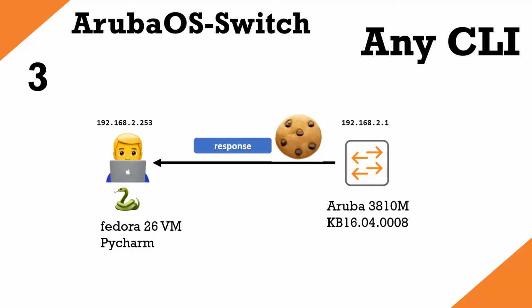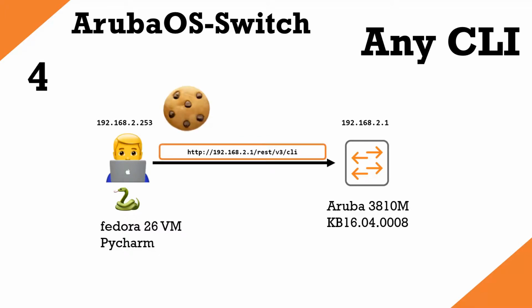If we've logged in successfully, we will get a response which includes a cookie back from the switch. Then we need to take that cookie and include it in our new call to the device, which we're sending to this new URL, v3/CLI, and we include the cookie, but also we include our command. So that's the fifth step. I'm just going to do one very simply. I'm going to do a show ip route, and then the switch will send back the response from that.